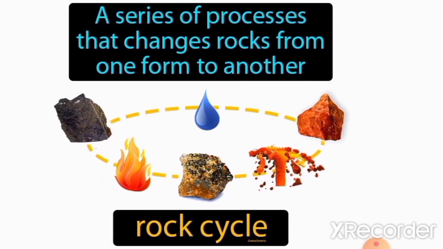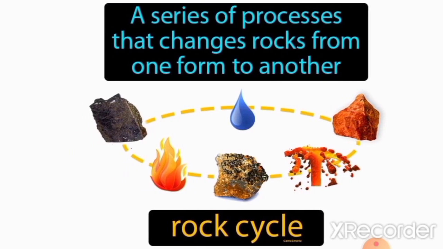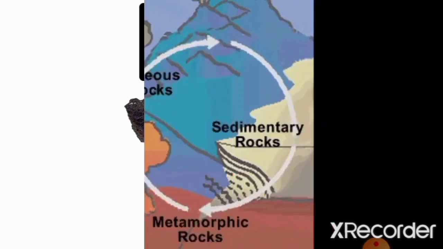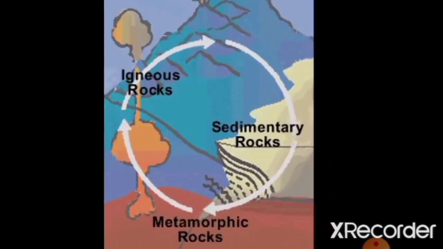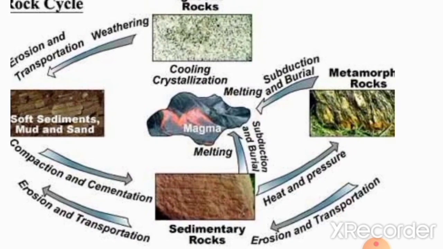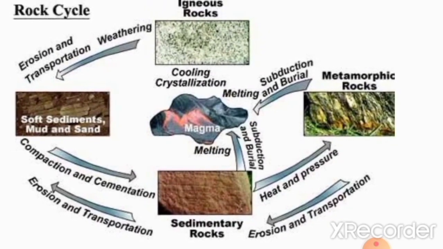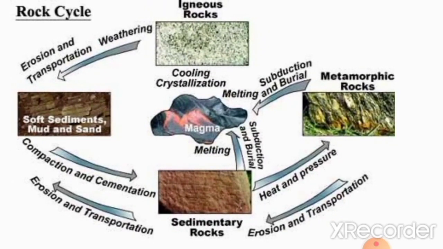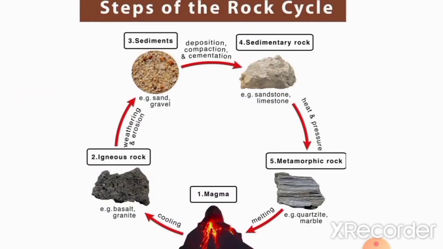First, what is rock cycle? The rock cycle is the process by which rock changes from one form to another. Rock changing from one type to another is known as rock cycle. It involves a series of processes which include weathering and erosion, forming sediments, and these sediments compact and cement together to form sedimentary rock, which undergoes heat and pressure, giving metamorphic rock.